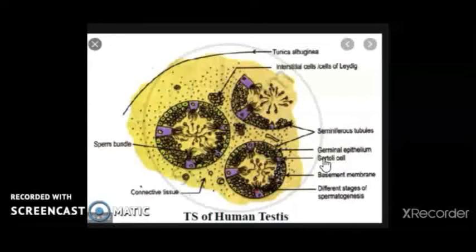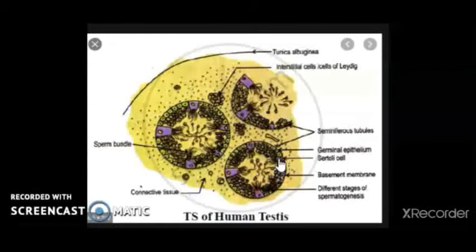Various stages of spermatogenesis can be seen in the seminiferous tubule. The innermost are the spermatogonial cells, which are nothing but the germinal epithelium cells. They are diploid in number. After that, primary spermatocytes are formed, again diploid in number, and then secondary spermatocytes, haploid in number. Then comes the stage of development called spermatids, and lastly sperms are formed.